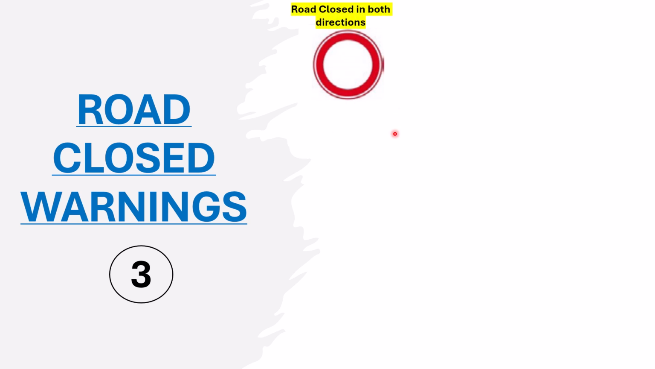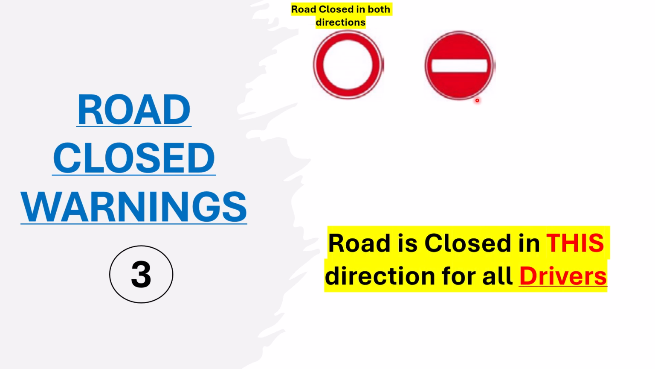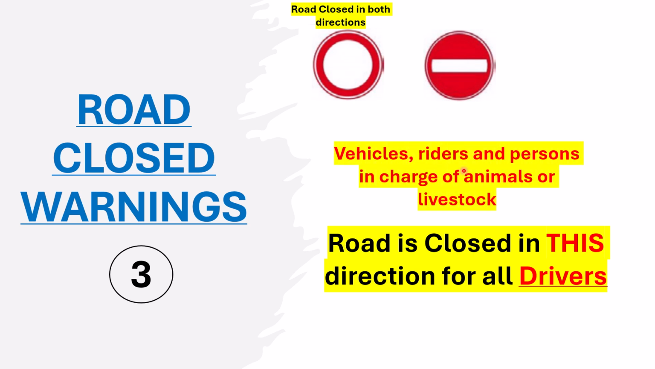Then comes this signboard with a white horizontal line. This means this road is closed from the side you are entering. So you cannot enter from the side where that signboard is placed. But that road is closed from this end only, not from the other side for all the drivers. So this is important. It means that pedestrians can go from that side.